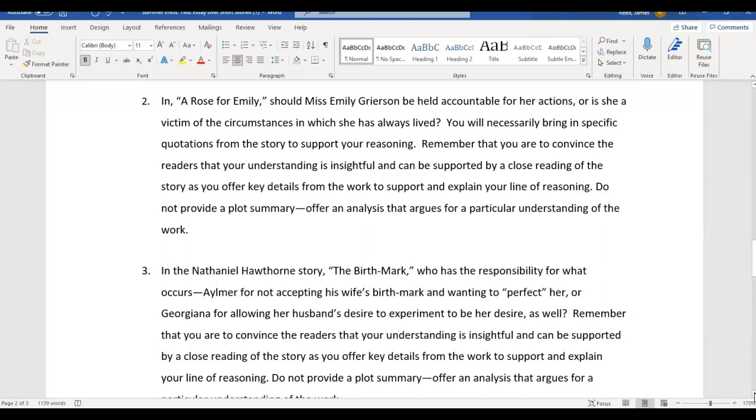Again, notice that phrasing here: you're to convince the reader that your understanding is insightful. Close reading of the story, as you offer key details, will explain your line of reasoning. Same phrasing being used each time. So you're going to go through the story and decide, should she be held accountable? Should she be blamed for what she has done? Or is Emily Grierson merely a person who has been a victim of the environment in which she has grown up, the way that she's been treated from the time she was a girl with her father, to the situation that she finds herself in, the restrictions of the South, and all those other details? That's what you have to decide.